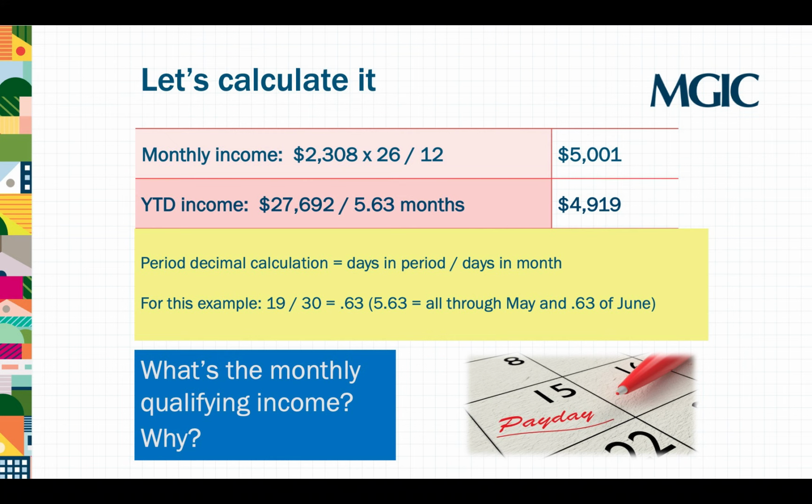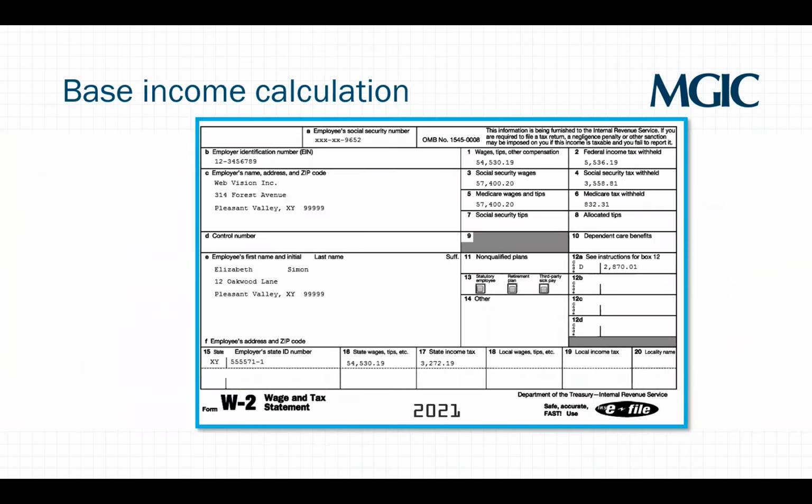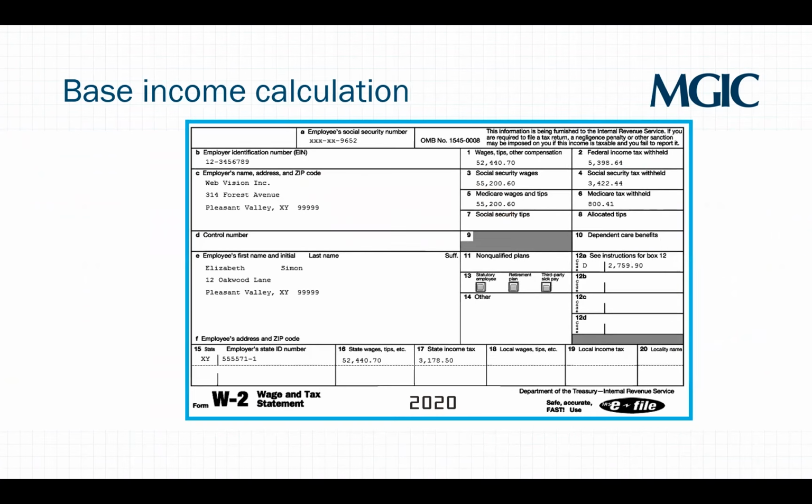We are not done because we're also asked to review her W-2s. Which box are we going to use? Box number 1, which is the taxable income, or box number 5, which is the gross income? We will be using box number 5 and using gross income of $57,400 for the year 2021. For 2020, we will add in gross income of $55,200.